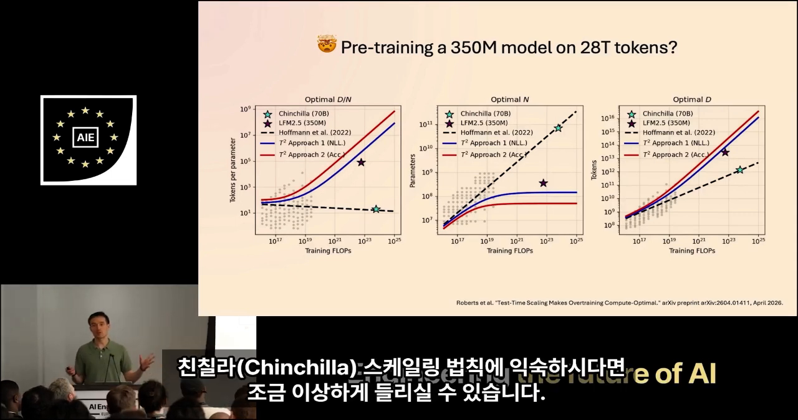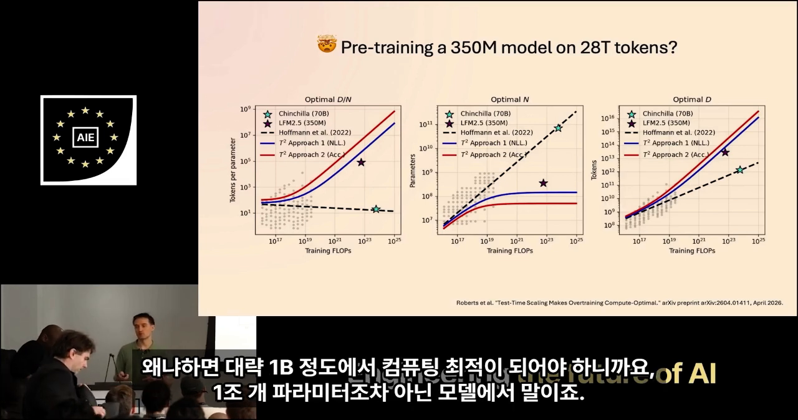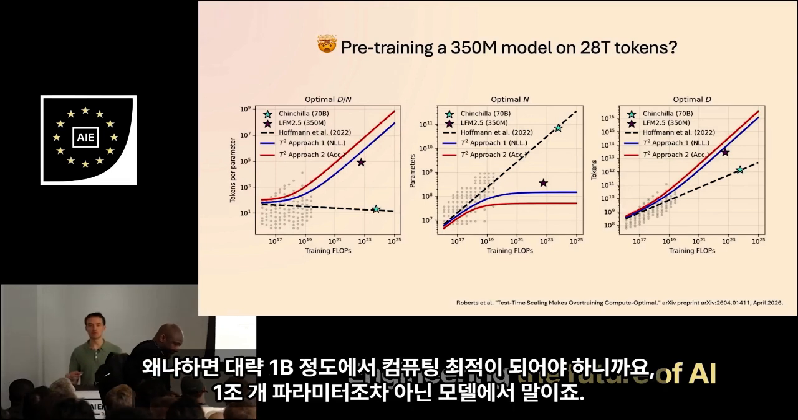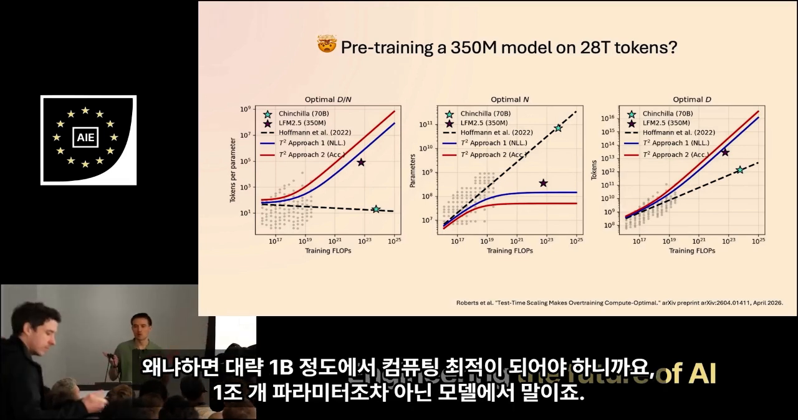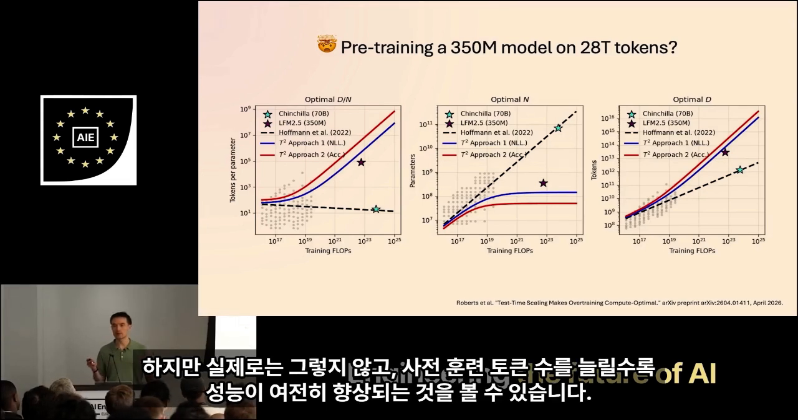If you're familiar with Chinchilla scaling laws, that might sound a bit weird because we're supposed to be compute optimal at like, I don't know, maybe 1 billion, not even 1 trillion parameters, I mean. But it's actually not the case. And we see that the performance still grows when you scale the number of pre-training tokens.